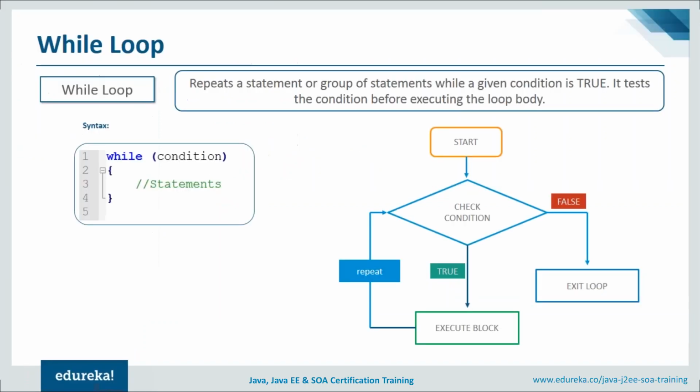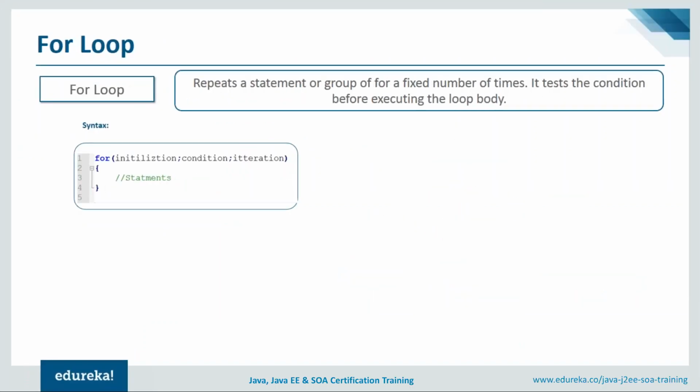Now, the last kind of loop statement that we'll be discussing is the for loop. A for loop is something you use where you know that the number of iterations needed is fixed. So let's say I know I need to execute a statement 100 times or 10 times, that's when I'll be using a for loop. This is what makes it different compared to the while and do while loop.